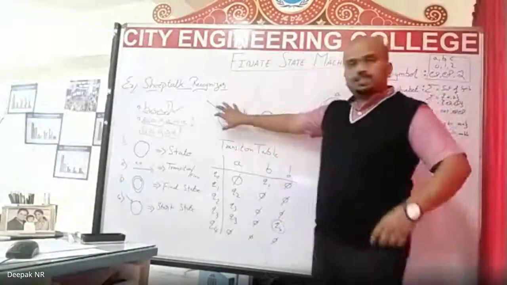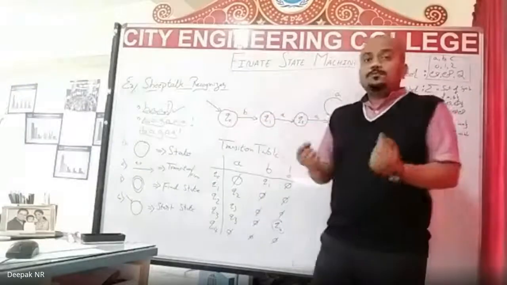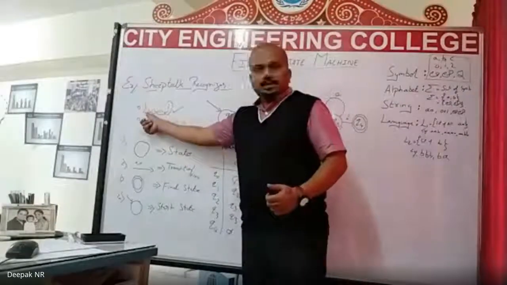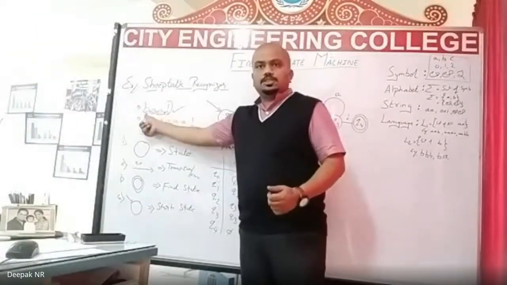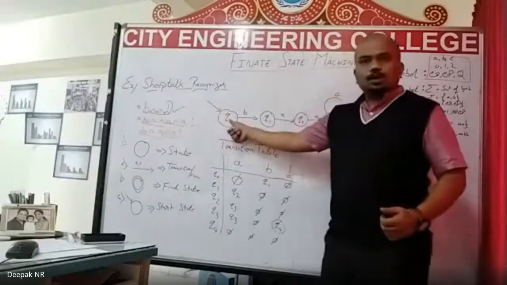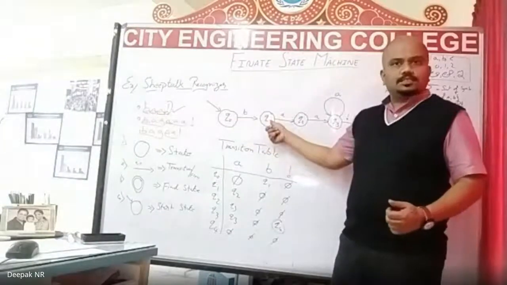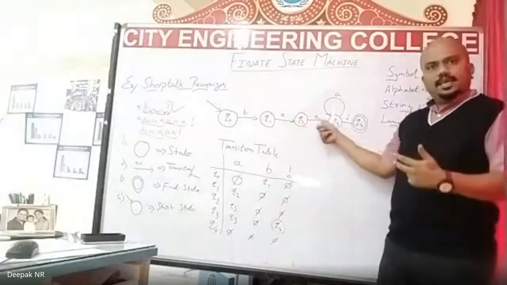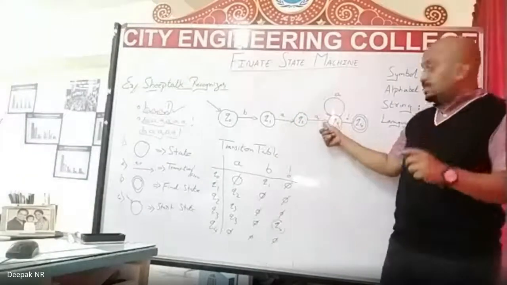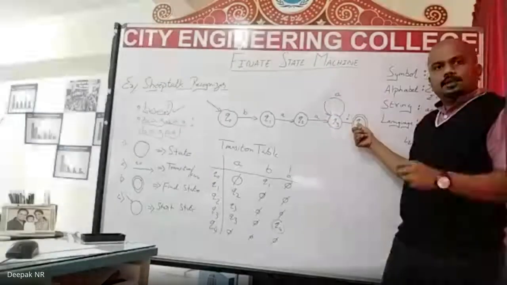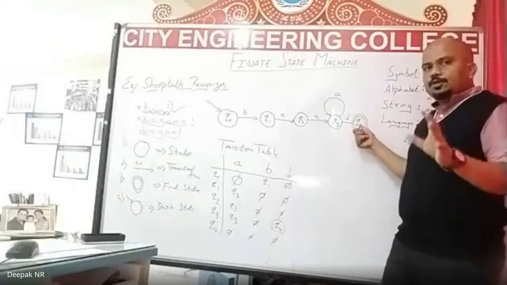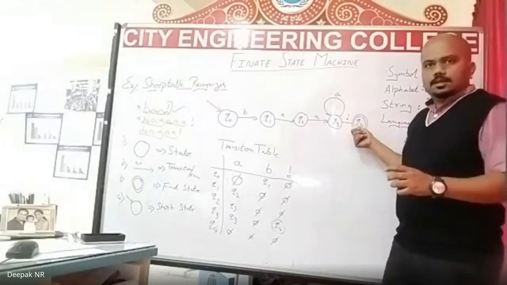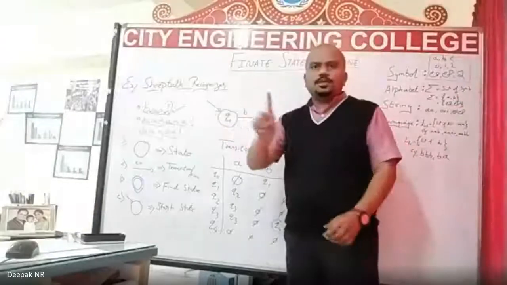Now I'm in a state called Q0. What is the first symbol I encounter? The first alphabet I encountered was B. I'm in Q0, B comes, I go to the next state. Next, A, I go to Q2. Next, A again. And last is the exclamation mark. Done. When I encounter the last symbol, I make the last state a final state. Clear?